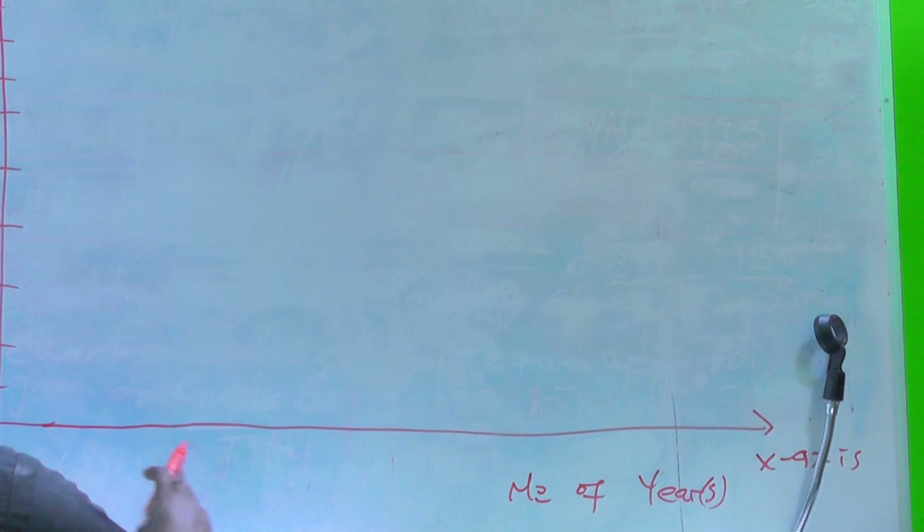Now the next thing we are going to move on to is histogram. We want to construct a histogram. How do we construct a histogram? Don't forget that a histogram is just like a bar chart, but the only difference is that when you are drawing a histogram, you are going to be joining things together.